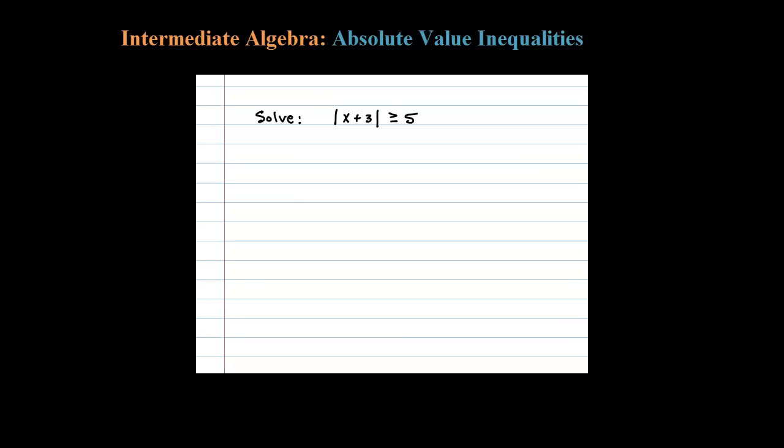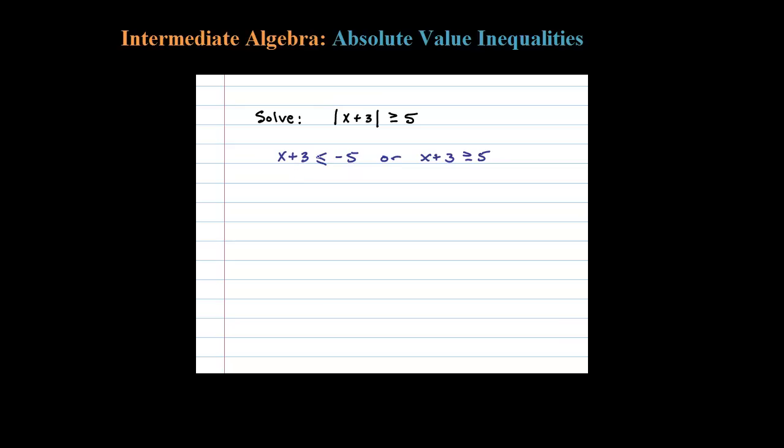Here we're asked to solve an absolute value inequality. If you look at the printable notes, this is actually case 3 of the theorem. So the argument here is x plus 3. Either the argument x plus 3 is less than or equal to negative 5, or the argument x plus 3 is greater than or equal to 5.